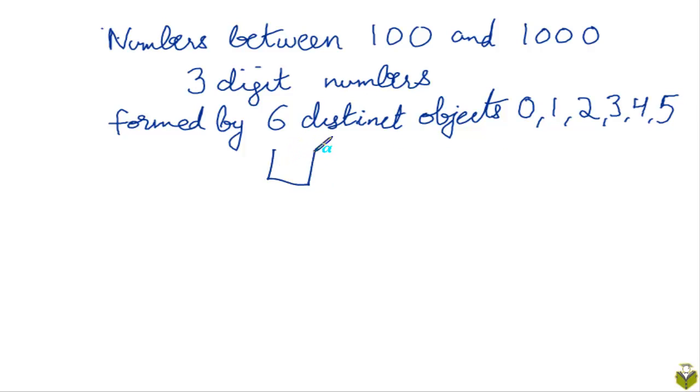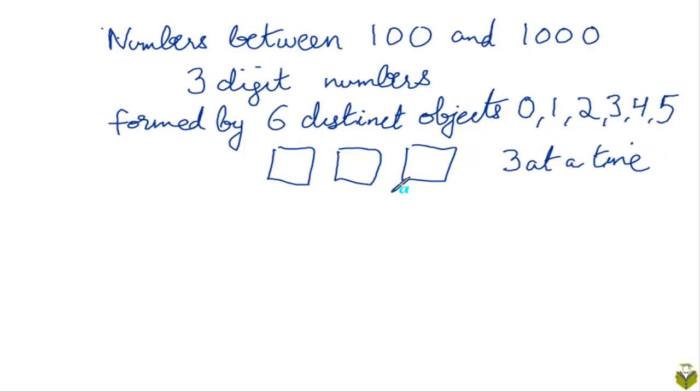That means that we have 3 boxes, right, corresponding to these 3 digits of the number. So from 6 distinct objects, how many do we take at a time to fill these 3 boxes? 3, right? So you have to take 3 at a time. So that would mean this notation, 6 distinct objects taken 3 at a time. This is the number of permutations possible, right? So what do you think is the problem with this? Is this going to be the right answer? If not, why? Just think about it.